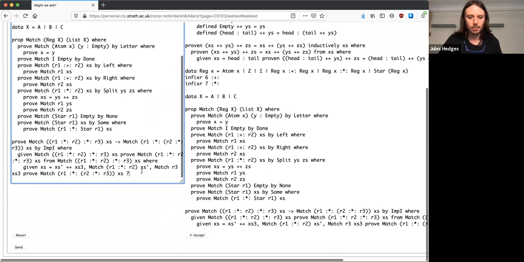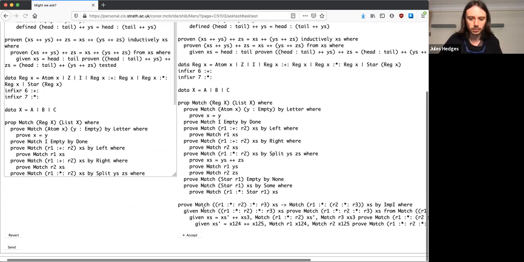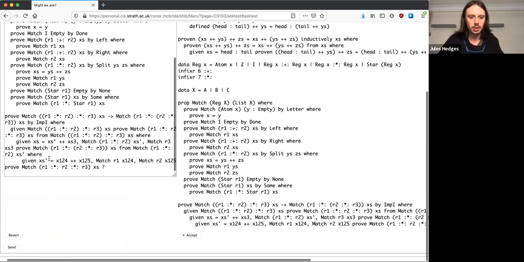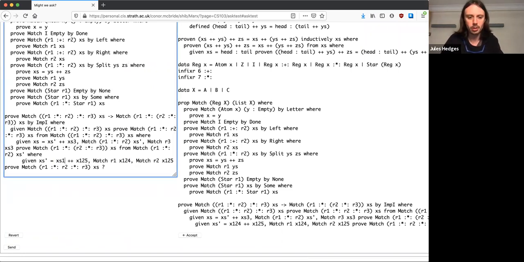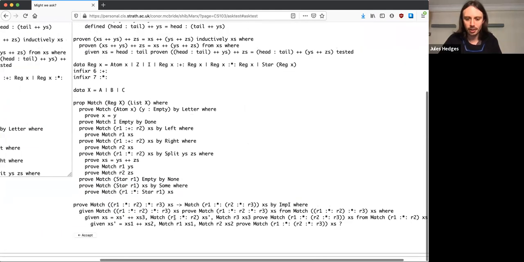Now I can use from again. I can say from this. And now I'm going to get another splitting of xs prime. So I'm going to say that xs prime is xs 1 concatenate xs 2, xs 1 matches R1, xs 2 matches R2. So now I've learned everything I can about my inputs.